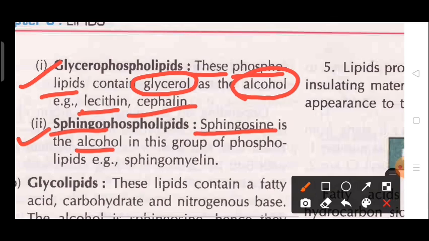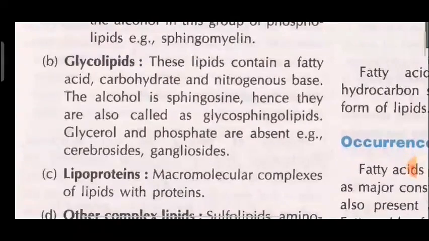In sphingophospholipid, sphingosine is there. In glycerophospholipid, glycerol is there, as the name suggests. The example of sphingophospholipid is sphingomyelin.